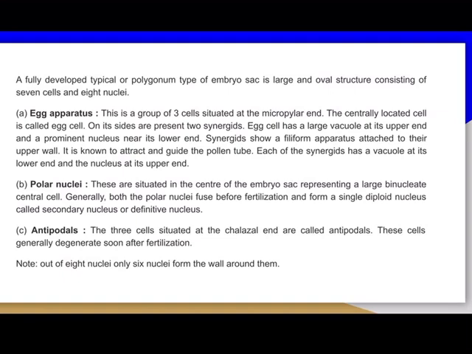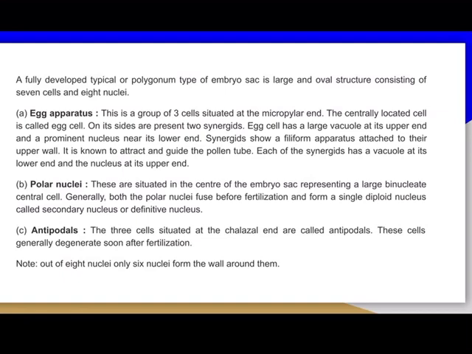Towards the micropyle, as I said, there are 3 cells, 3 nuclei. They form the egg apparatus. The central one is called the egg cell, having a large vacuole at the upper part and a prominent nucleus at the lower end. It is surrounded by 2 synergids. The synergids show a filiform apparatus at their upper wall.